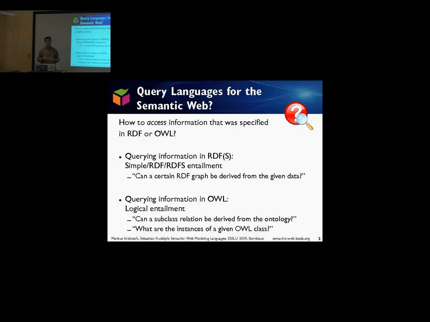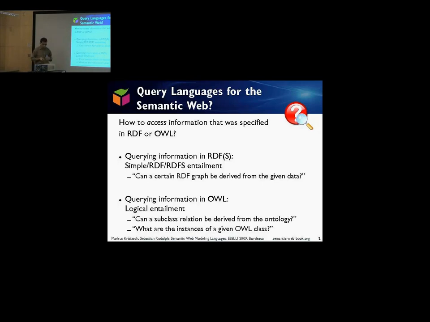Can a certain RDF graph, is it possible to derive it from a certain data? Let's say that I have all the information related to the Wright State University in the form of a graph. Is it possible to figure out who are the PhD students from that particular graph? How do you get this particular information? Well, in OWL, you can do a limited amount of things. Like, you can try to figure out subclass relationships, instances. Same thing is possible even in RDF.